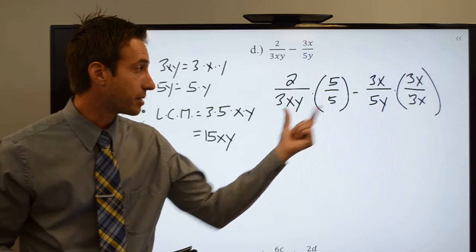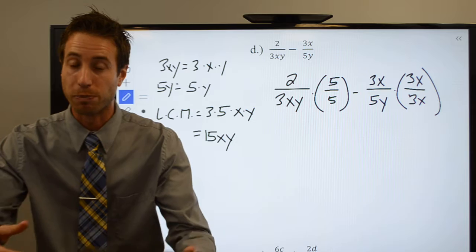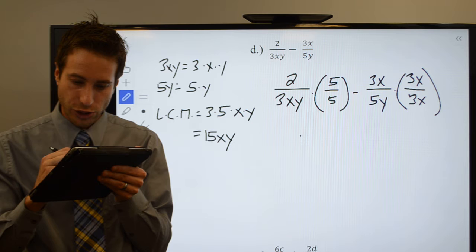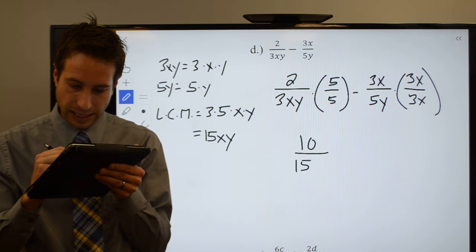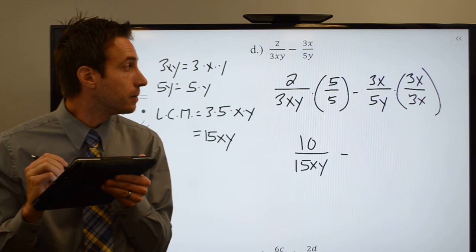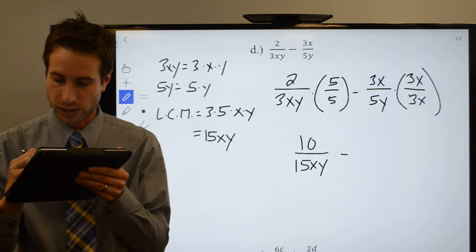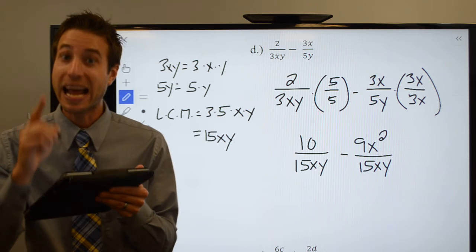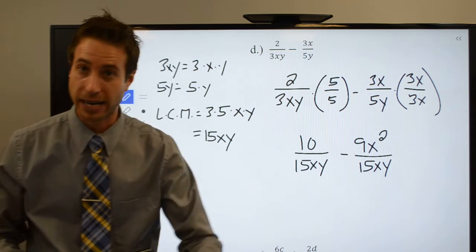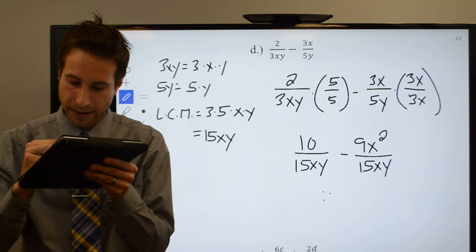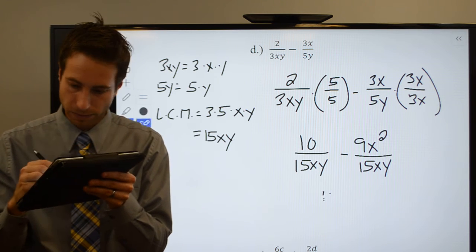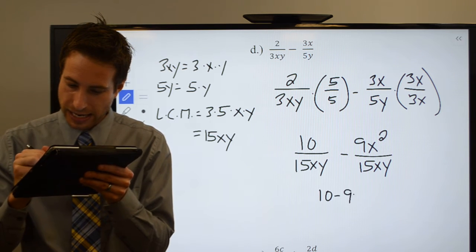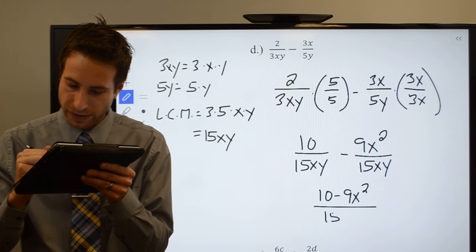All right, awesome. I know the bottom is going to be 15xy. 15xy, that'll be my least common denominator, the LCM. And so I wind up with 2 times 5, which is 10 over 15xy, minus 3x times 3x, 9x squared, over 15xy. All right, subtract the fractions. I now have a common denominator. Subtract the numerators. 10 minus 9x squared all over 15xy.